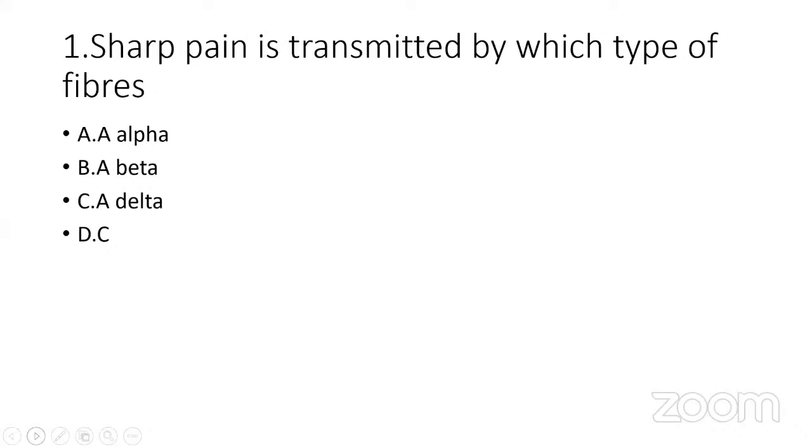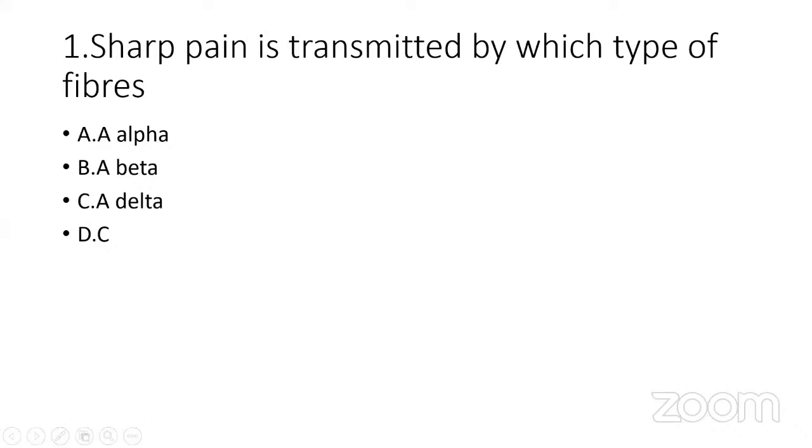Pain is an area that is now gaining more importance, so you will get many questions from this area. So let's start with pain first. Sharp pain is transmitted by which type of fibers? Option A, A alpha. Option B, A beta. Option C, A delta. Option D, C fibers.